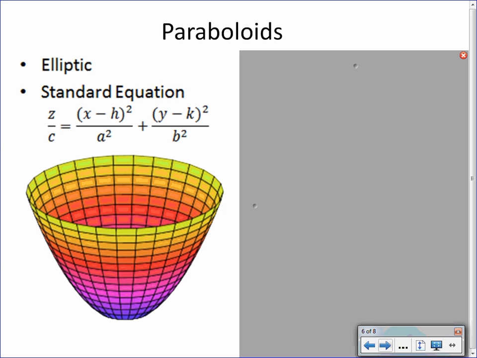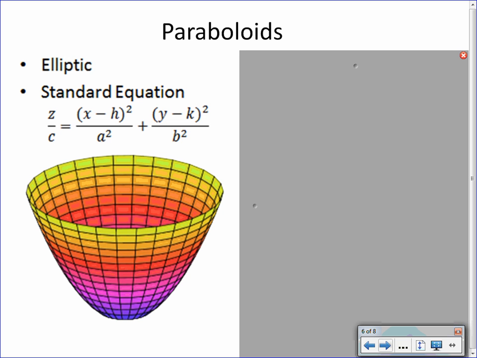Let's talk about the 3 different traces we can have. If we start plugging values in for z, what kind of a shape are we getting? Like if z is 1. If z over c is a constant, what kind of shape are we going to get? It's just going to be an ellipse, right? Which is why you see all these ellipses.